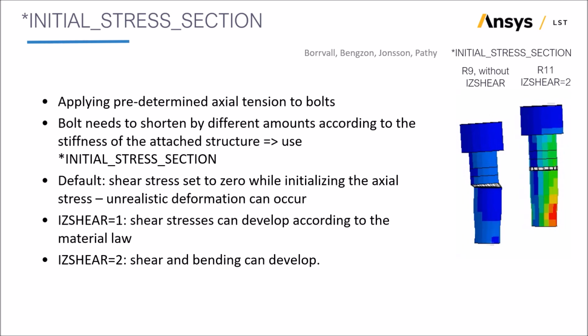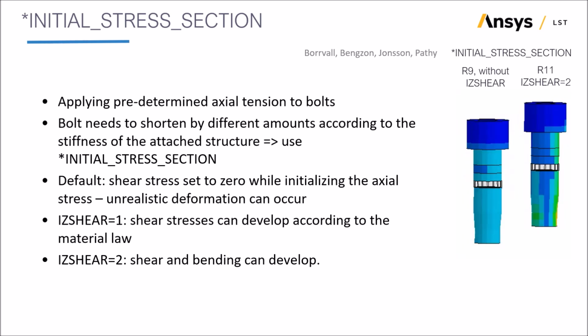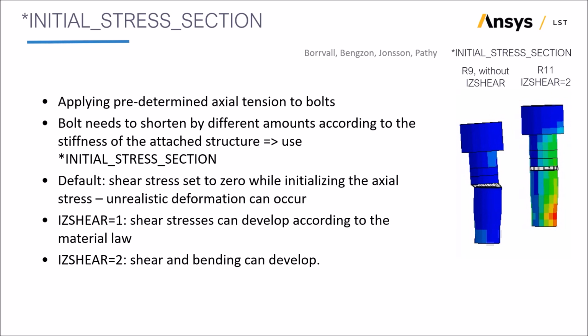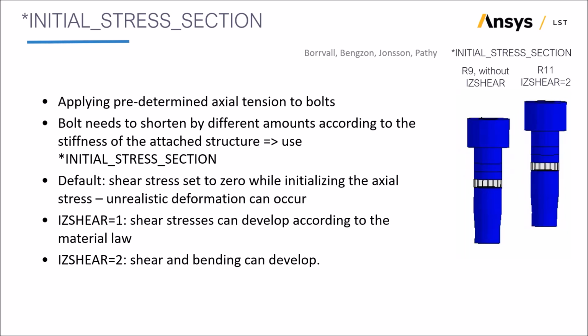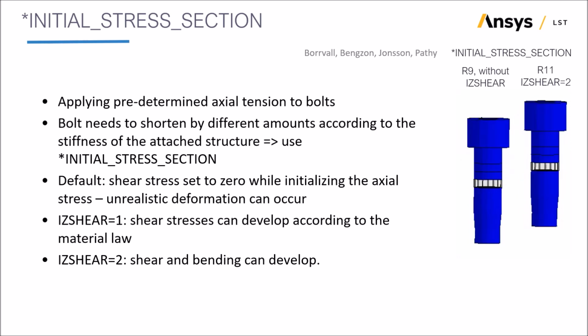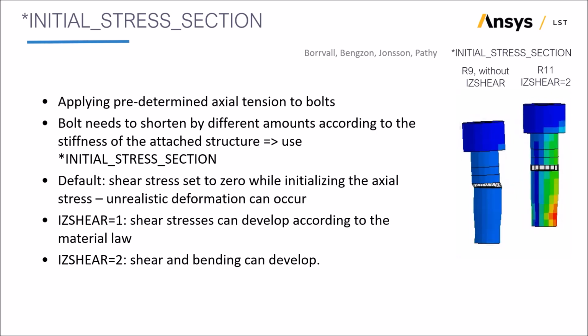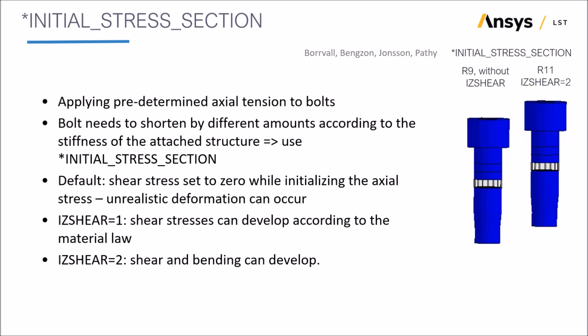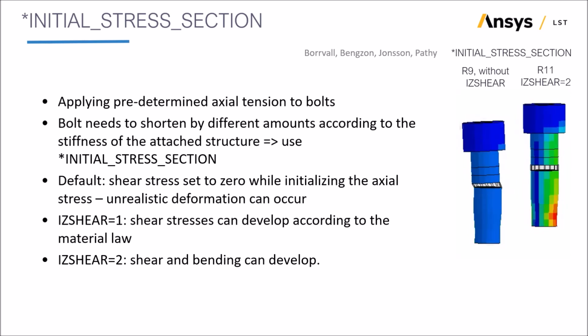Then, initial stress section came along. This can reliably provide a given axial stress, but until recently the bolt had no shear stiffness or strength during the initialization process. This was fixed in R10 by the input parameter IZ shear. In R11, the option to allow the bolt to generate moments was added, and the keyword now works in implicit analysis as well as explicit.